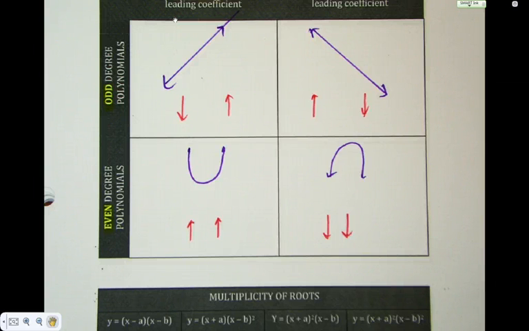I'm thinking we should stop there because we're going to get into something called multiplicity. Do that, period 3.